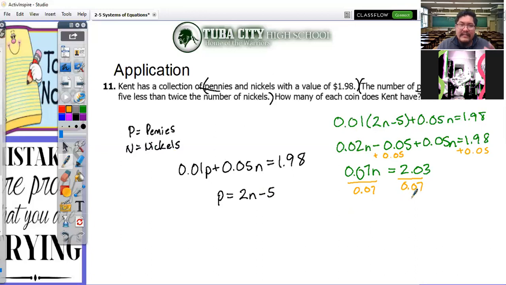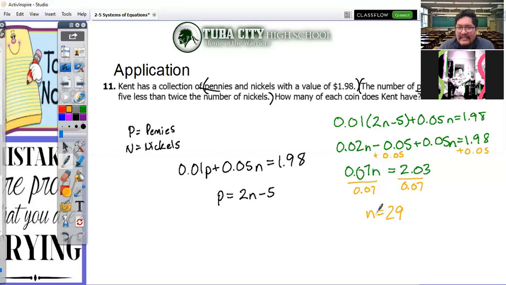A calculator might make this a little bit easier, although if you were using regular division, all you'd have to do is multiply both numbers by 100 and move the decimal, because you can't really divide by a decimal number. 2.03 divided by 0.07 would be 29. And that makes sense. It's not unreasonable to have 29 nickels, but you can't have half a nickel, or 0.3 of a nickel. If you made a mistake, it would probably be a weird number. But in this case, it makes sense.